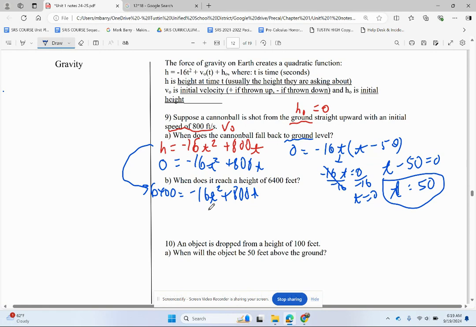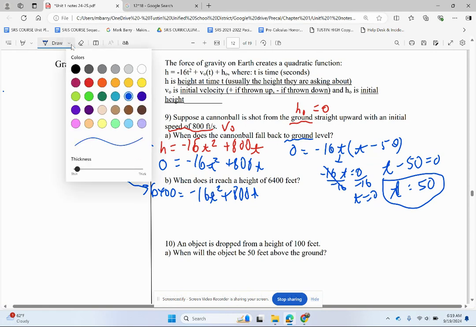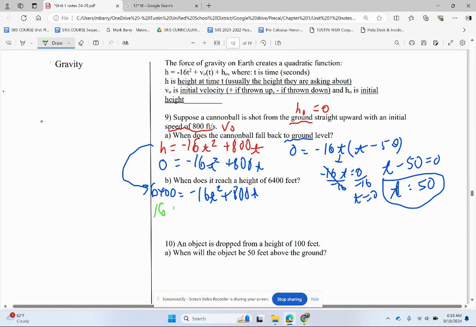Now I still like my squared variable to be positive, so I'm actually going to move this all to the left. So we're going to say 16t squared minus 800t plus 6,400 equals 0. So I moved everything to the left, so that switched the negative 16t squared to positive. Whenever you move stuff, it's going to switch. I did not switch the 6,400 because I didn't move it.